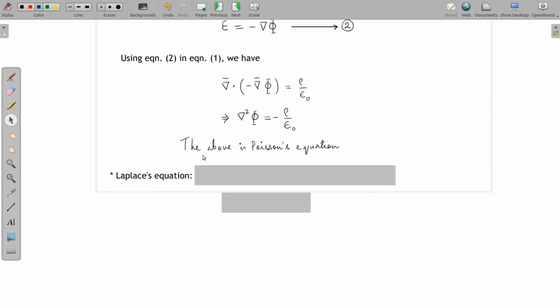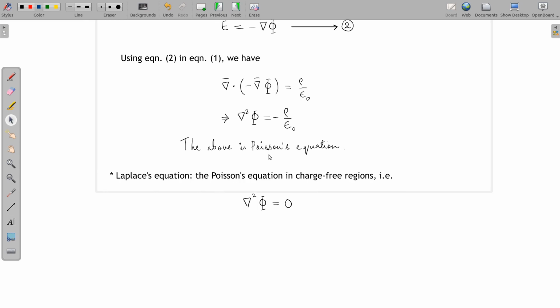So this also gives us a special case, the Laplace equation. So what is the Laplace equation? It is simply Poisson's equation in charge-free regions. That is, in charge-free regions, rho is going to become equal to 0. So it means the Laplacian of phi is equal to 0.